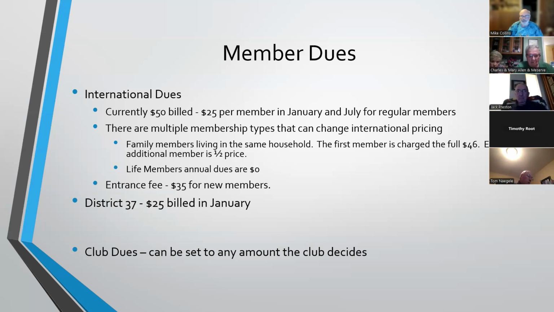District 37 only bills once a year in January. So in January, you're going to get two bills, a bill from International and a bill from the district. The International bill is based on your membership in July, so your bill is for whatever your members are in July.